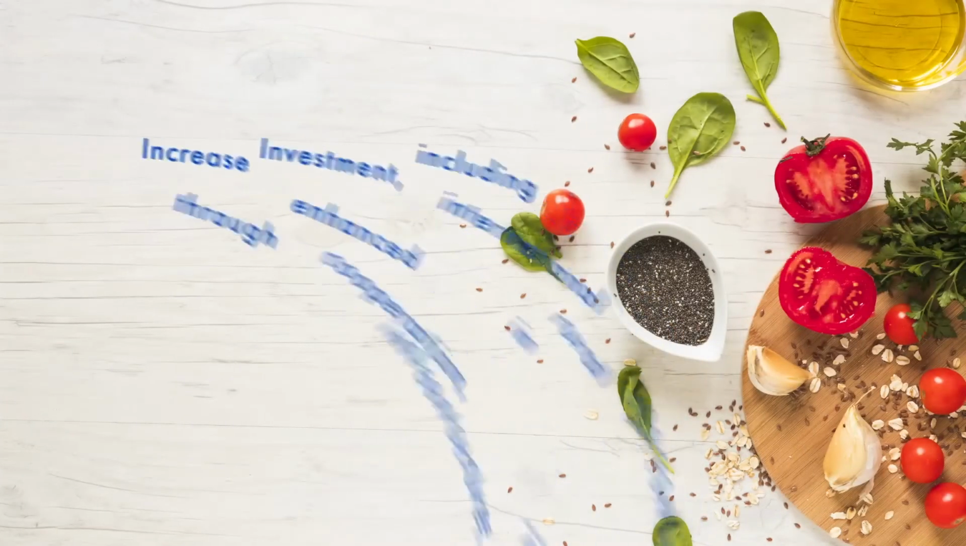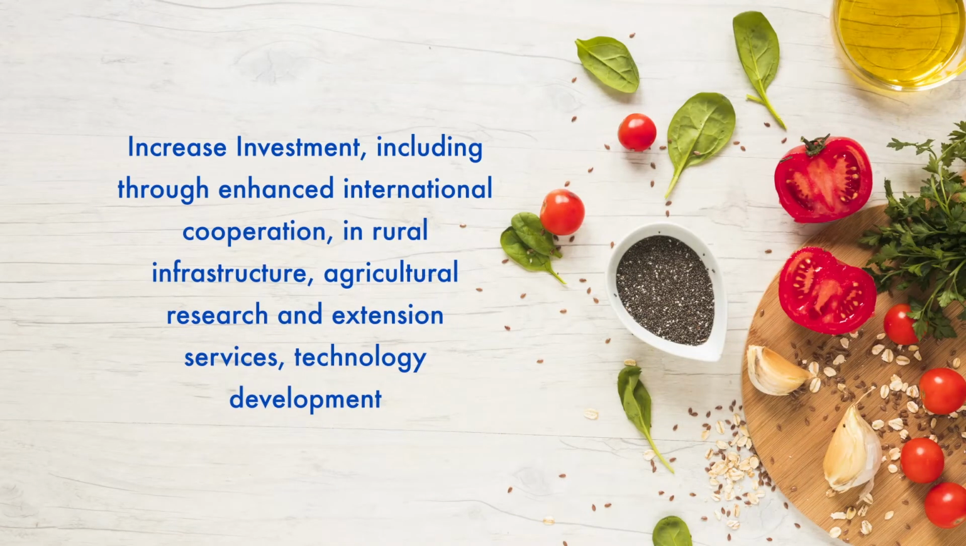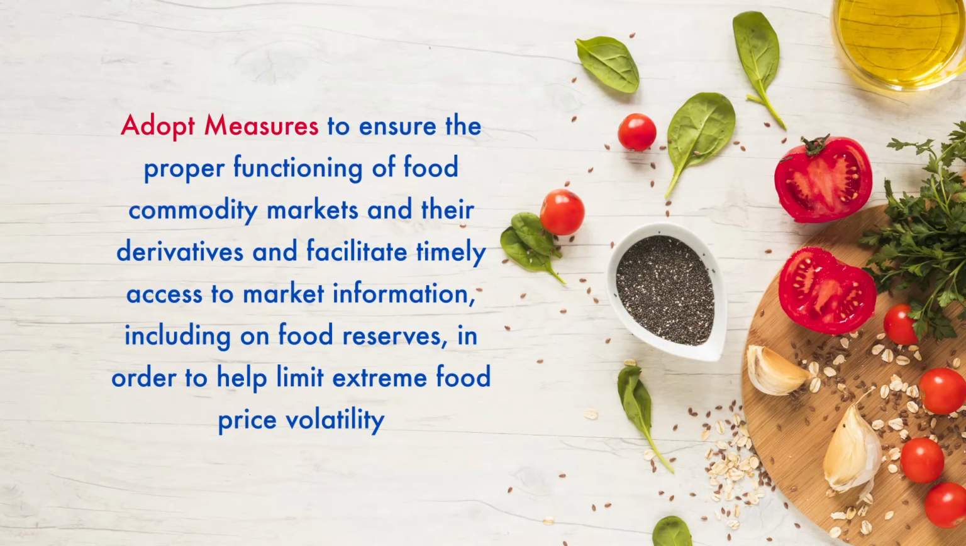By 2030, to increase investment, including through enhanced international cooperation, in rural infrastructure, agricultural research and extension services, and technology development. Adopt measures to ensure the proper functioning of food commodities markets and their derivatives, and facilitate timely access to market information, including on food reserves, in order to help limit extreme food price volatility.